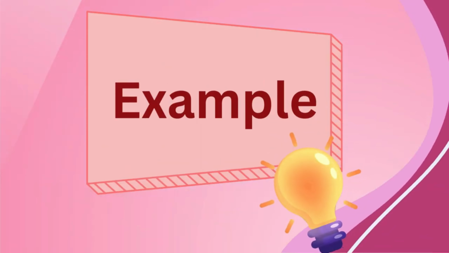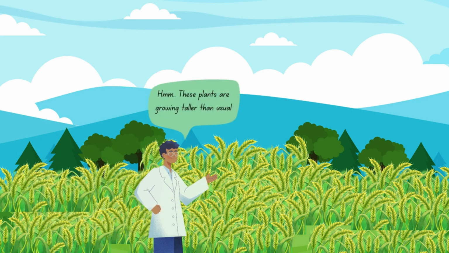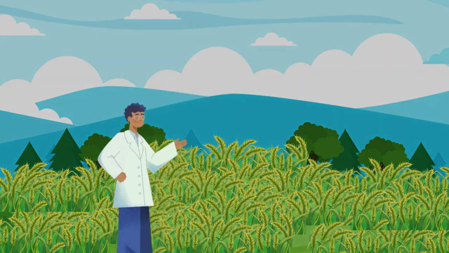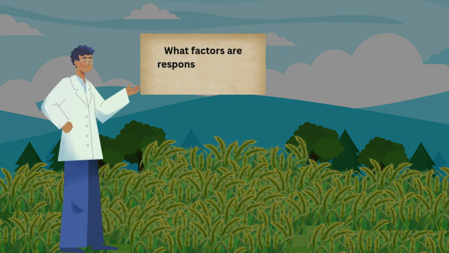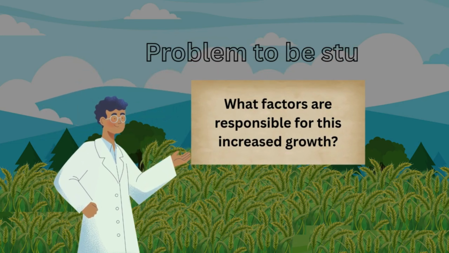For example, a biologist might notice that plants in a particular area are growing taller than usual. Instead of ignoring this, the biologist asks, what factors are responsible for this increased growth? That single question becomes the problem to be studied, and it marks the first step of the scientific method.